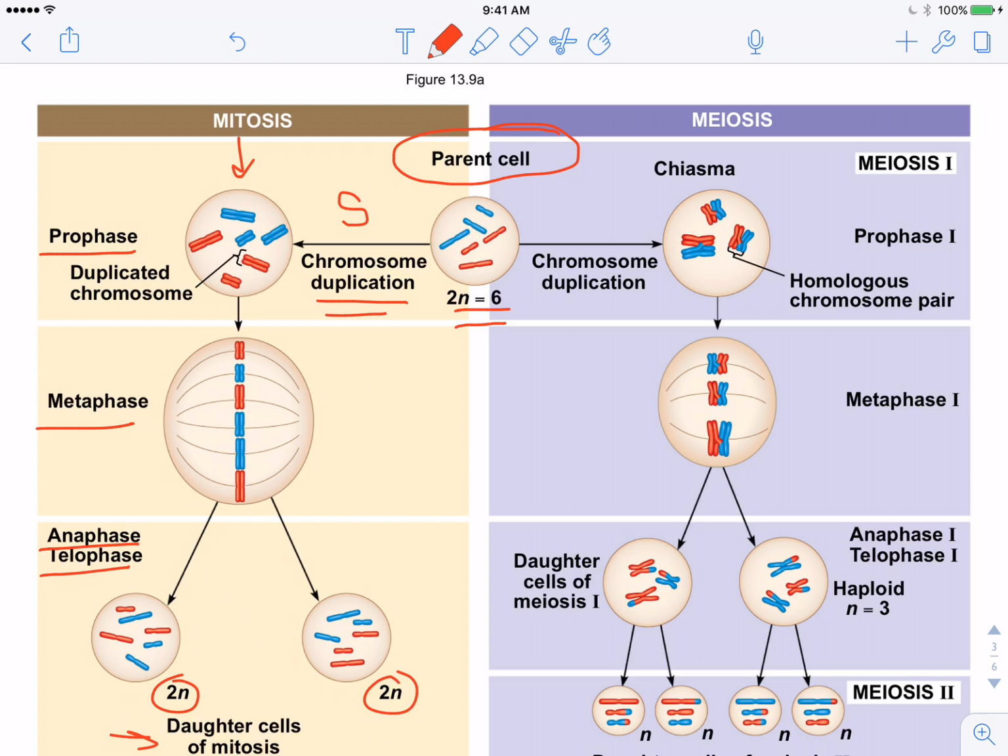In meiosis, we take our parent cell, go through S phase where we replicate the DNA, and then we have 2 divisions. In meiosis 1, prophase, metaphase, anaphase, telophase 1. First, in prophase 1, we have the homologous chromosomes pair up in synapsis. Then they recombine and exchange genetic material. The points of recombination are called chiasma. And then the homologous pairs line up during metaphase.